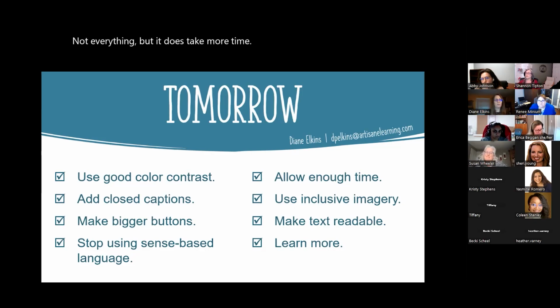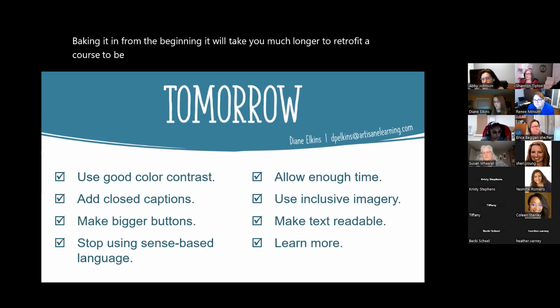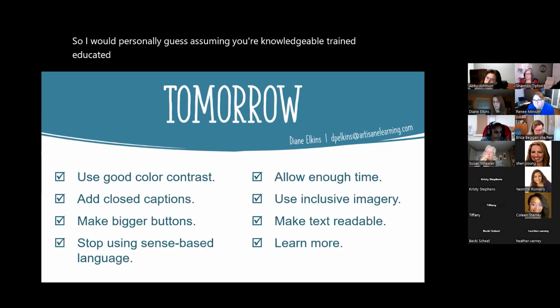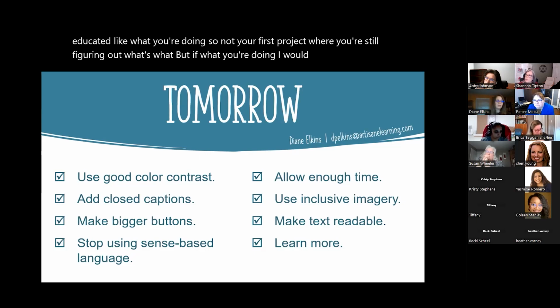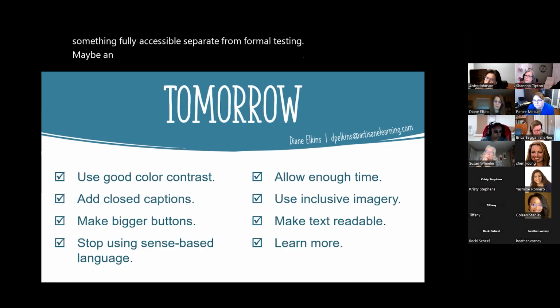Part of it is baking it in from the beginning. It will take you much longer to retrofit a course to be accessible than to do it as you go. So I would personally guess, assuming you're knowledgeable, trained, educated, like you know what you're doing, so not your first project where you're still figuring out what's what, that making something fully accessible, separate from formal testing, is maybe an extra 15% effort.